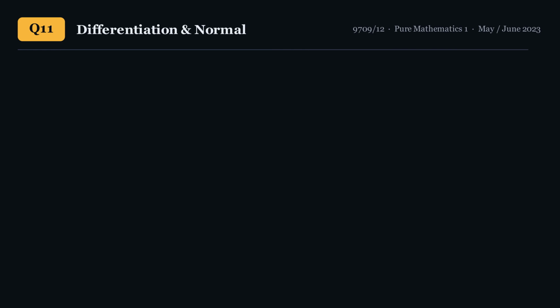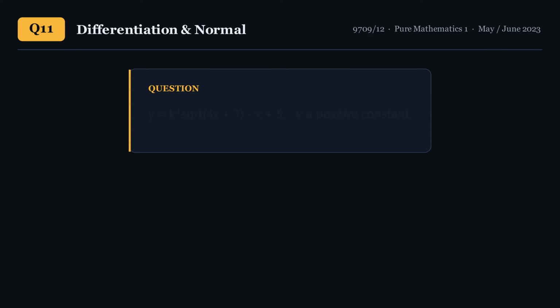Question 11. Differentiation and normal. Pure Mathematics 1, May-June 2023. Y equals k times the square root of 4x plus 1 minus x plus 5, where k is a positive constant. Part A. Find dy by dx.